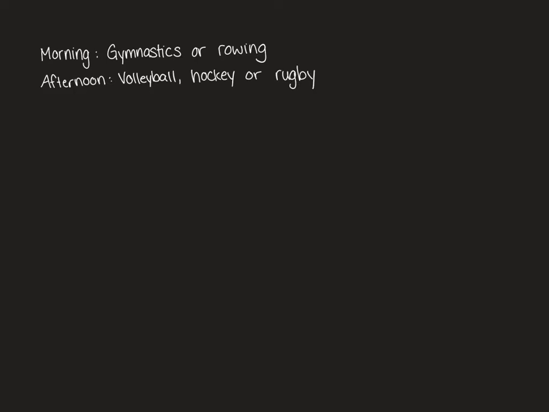So, for example, if we have Erin who is going to a camp and she has to choose a morning sport and an afternoon sport. For the morning, she has to choose between gymnastics or rowing, which gives her two choices. So to start your tree diagram, you would have two branches for the two choices, and you can write the whole word or just a letter. So sometimes I'll just put G for gymnastics, and because there's rowing and rugby, I'll just write row.